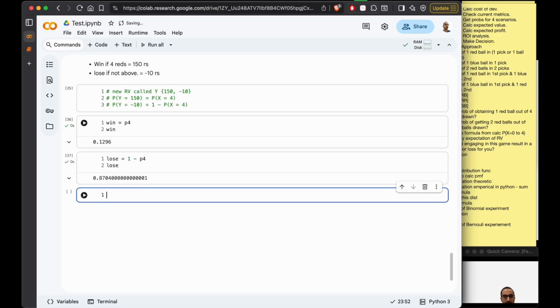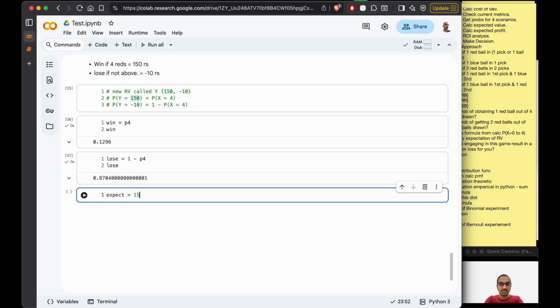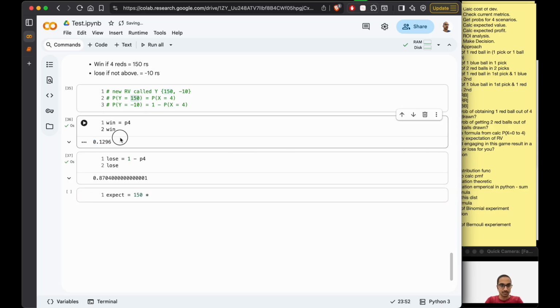Now if we calculate the expected value from this, how do we calculate it? Obviously the weights times the probabilities, right? So expected value is nothing but, what are my weights here? In this case we are using the money as the weights, right? So if I take the money as the weight, 150 times the probability of winning, which is my P4.